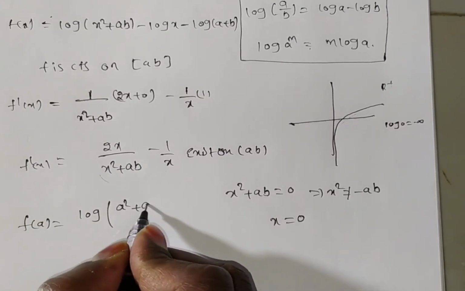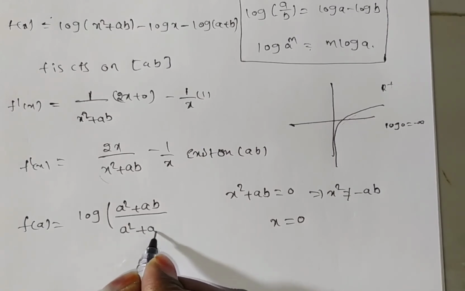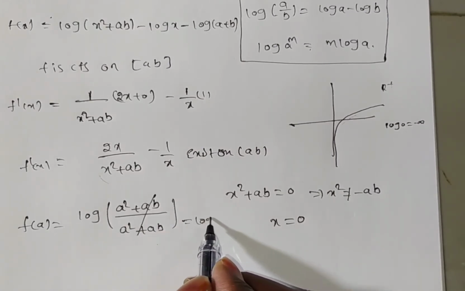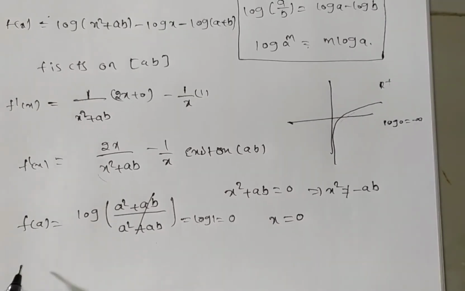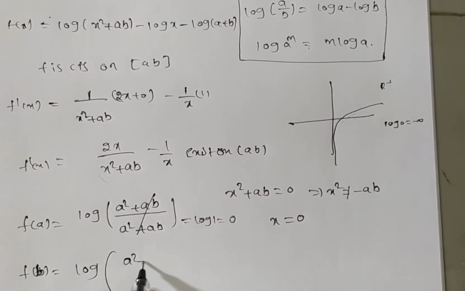A square plus ab by a into a plus b means inside if you multiply it, a square plus ab. So a square plus ab by a square plus ab getting cancelled, then you will have log 1. Log 1 is equal to 0. Next, f of b. F of b is equal to log of, now a square plus ab.